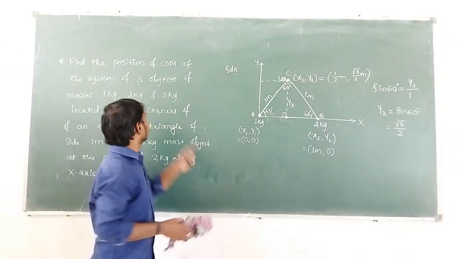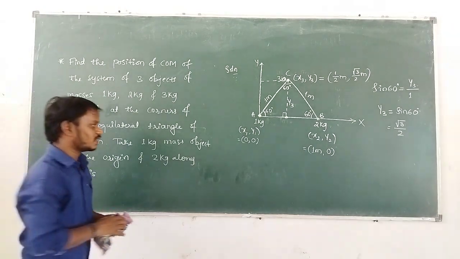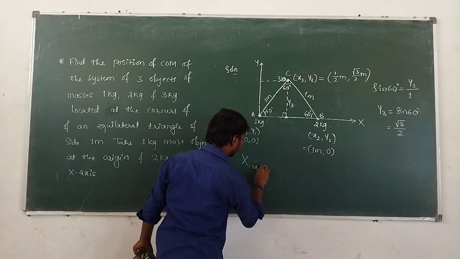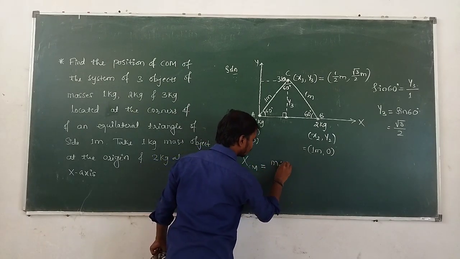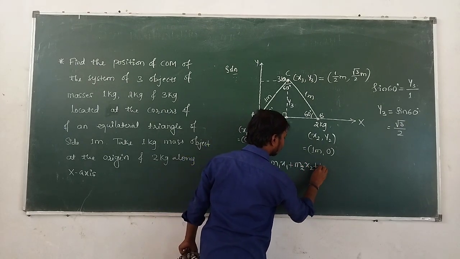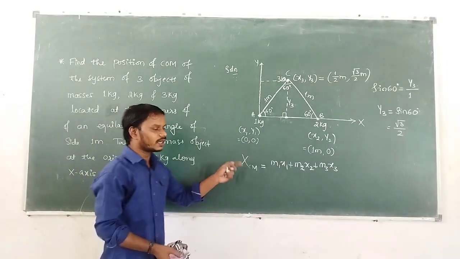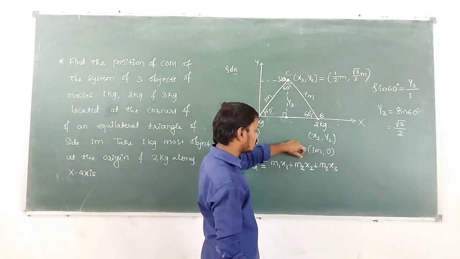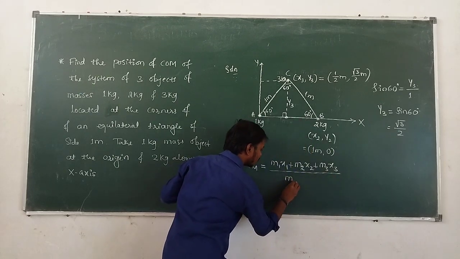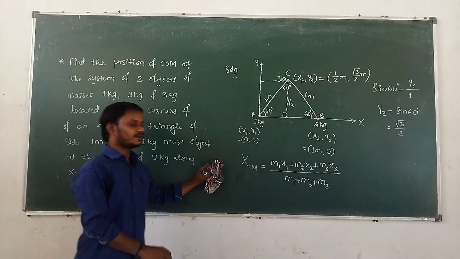Then our aim is to find the position of center of mass of the system of how many objects? 3 objects. See here. The position of center of mass along the x-axis is m1 x1 plus m2 x2 plus m3 x3, since 3 objects, means 3 particles, are there, divided by total mass of the system m1 plus m2 plus m3. Then substitute the values.